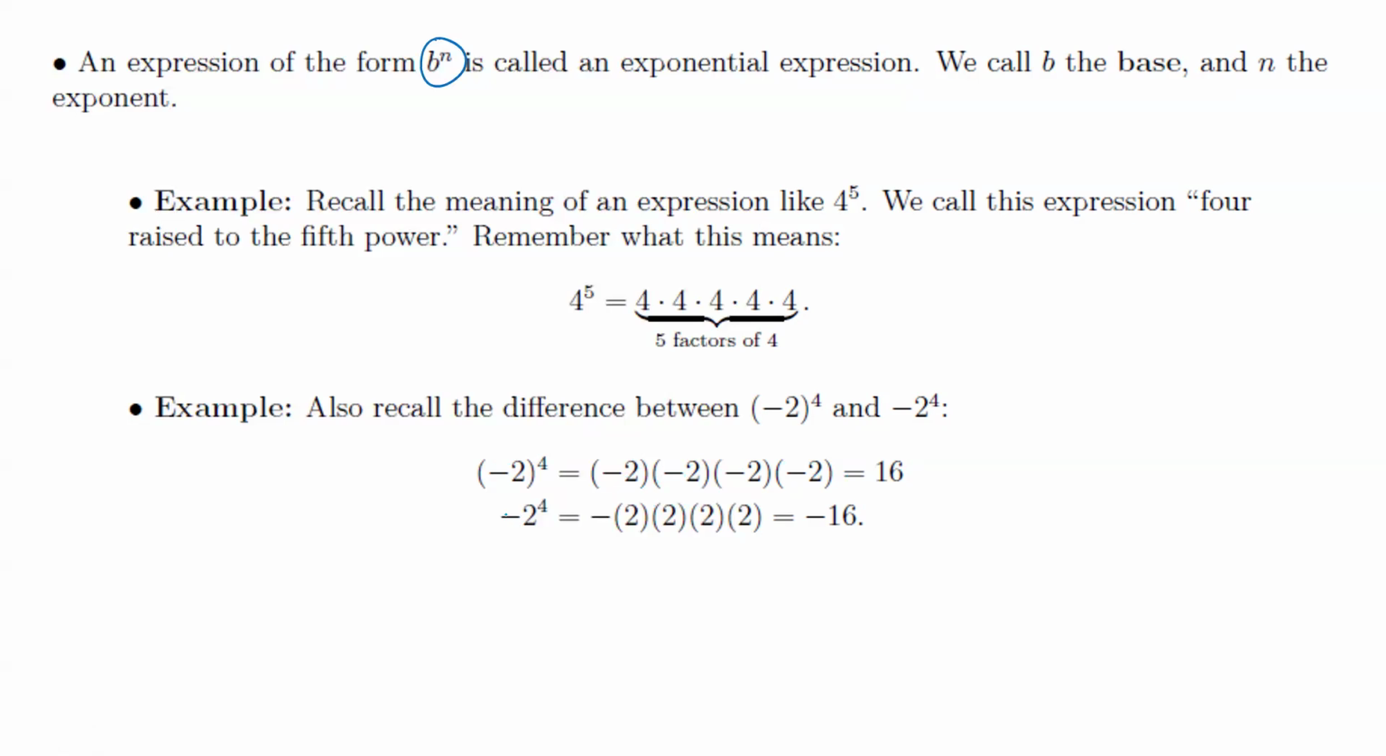However, if that negative was not inside of that parentheses, then the exponent of 4 only applies to the 2, and the negative's just along for the ride. So you can kind of think of that negative just kind of hangs out front, and then it's just the number 2 that gets multiplied 4 times, resulting in -16. So just pay attention to whether a negative's in parentheses or not.